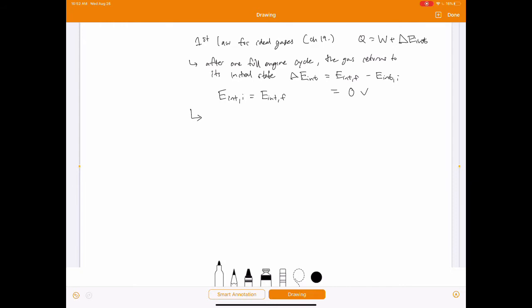Okay, as far as the heat is concerned, let's break that up into two parts. We have positive QH, because heat is flowing into the gas at that point. So here, QH is flowing into the gas. Then we have a negative heat, because QL is the heat that's flowing out of the gas. That's our exhaust heat.